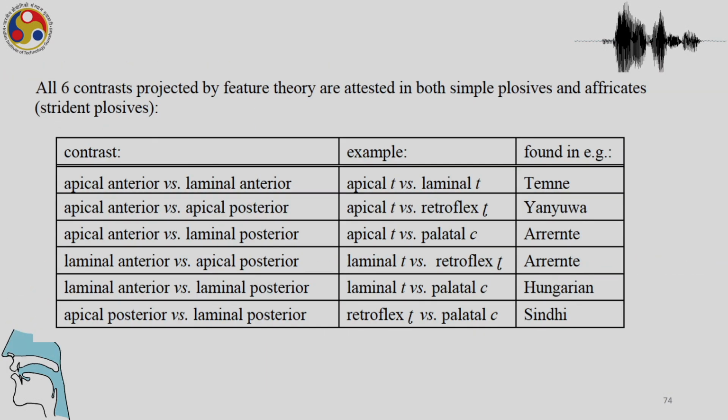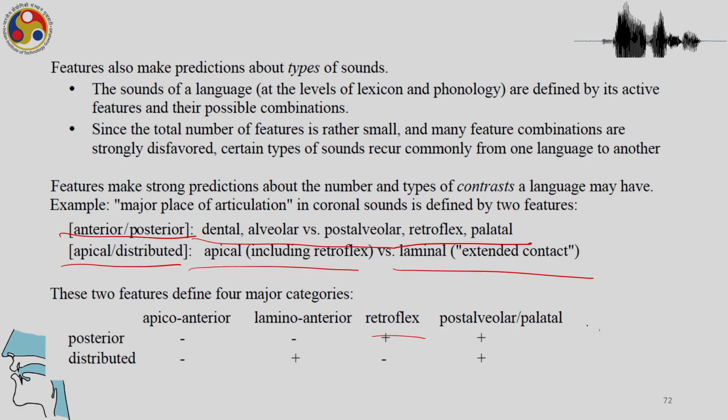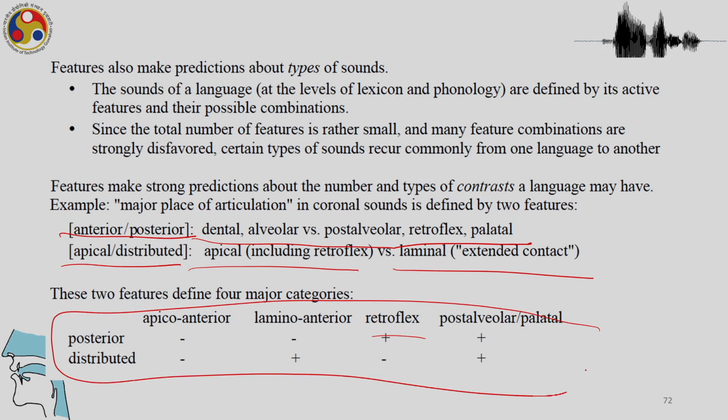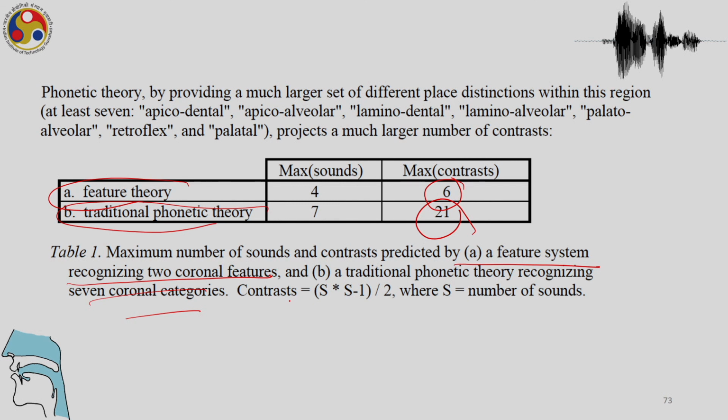So, these are the different languages which we have also seen in our previous lectures, in the distinction between apical versus laminal, apical versus retroflex, laminal, apical palatal, laminal versus retroflex, laminal palatal, laminal versus palatal. So, feature theory predicts, because of these categories, post-alveolar, retroflex, lamino-anterior and apico-anterior, which can be divided along the lines of plus distributed, minus distributed, we will get only these features. We will not get the 21 predicted by the distribution according to phonetic detail.